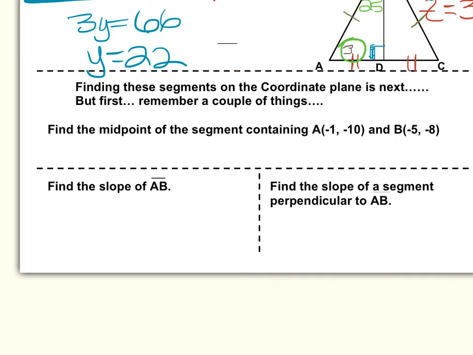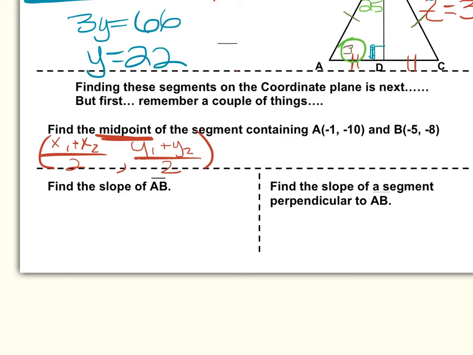Okay, we're going to talk about coordinate planes next. So we need to remember a few concepts. We need to remember what midpoint is. Okay, midpoint means in the middle. To find that, you have to do x1 plus x2 divided by 2, and y1 plus y2 divided by 2.